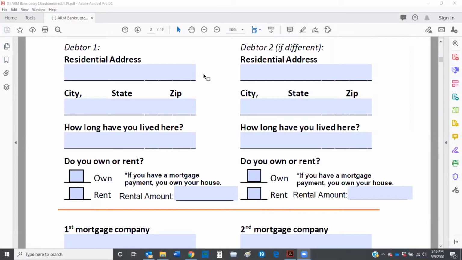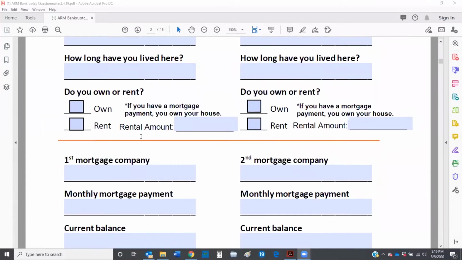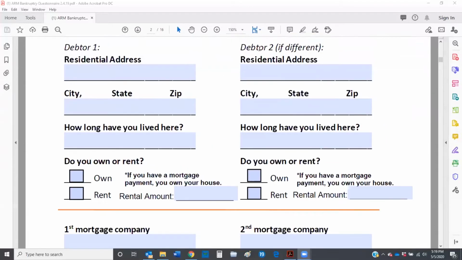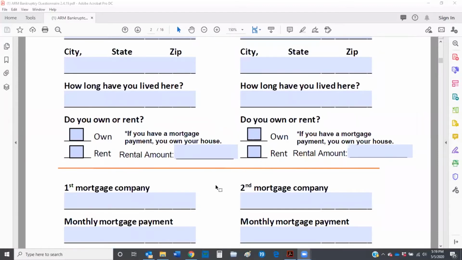You're going to put your residential address and how long you've lived there. You're going to indicate if you own or if you rent. You own it even if you do have a mortgage payment, so please keep that in mind. If you rent, please write down the amount of your monthly rent. Same thing for a co-debtor. If your co-debtor lives elsewhere, please indicate their address and if they own or rent.